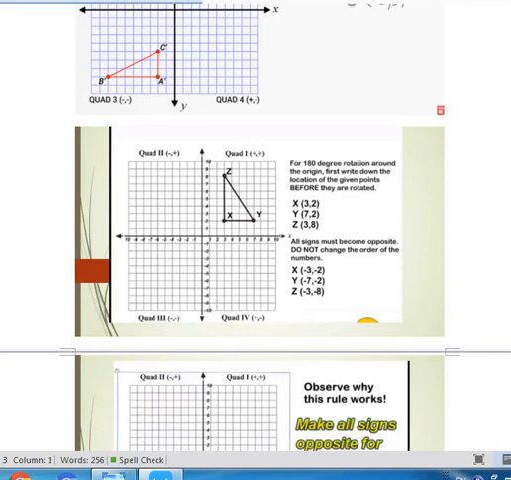Okay, after here I draw my triangle. Don't forget to draw your triangle. Okay, here for 180 degree rotation around the origin. 180 degree rotation around the origin.